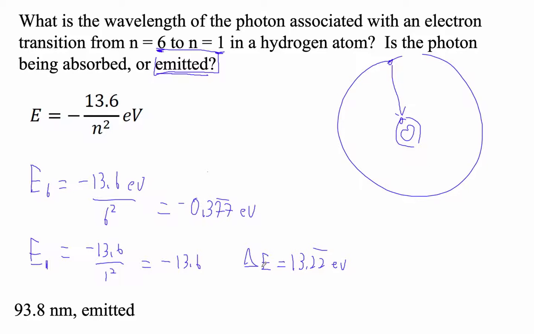Okay, so let's see. What is the wave? Oh, we got to figure out the wavelength. Okay, so multiply by 1.602 times 10 to the minus 19th. All right, and that is 2.118 times 10 to the minus 18th joules, and then the wavelength is hc over E, with h being 6.626.